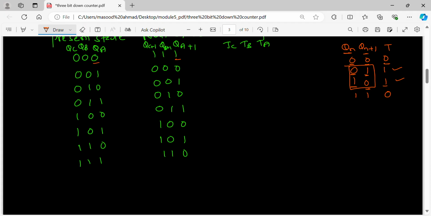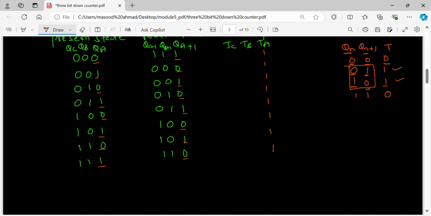Your present state is 0 and the next state is 1, so the input should be 1. Then 1, 0, 0, 1, 1, 0, 0, 1, 1, 0, 0, 1. Never is it the same. So in all 8 cases it is 1, and we will represent that. TA is 1 for all 8 different cases.